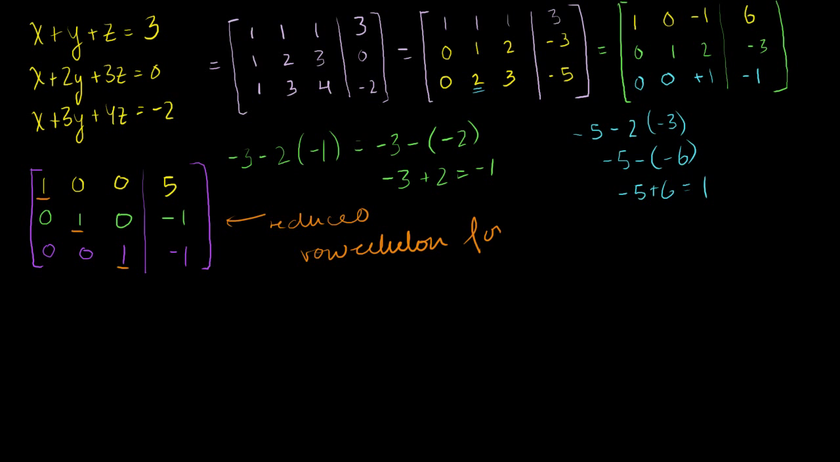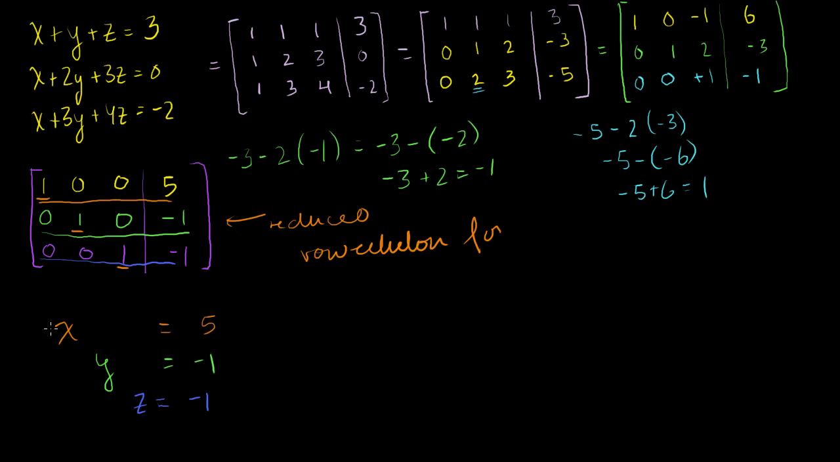So what do we get? We get x plus 0y plus 0z is equal to 5. That's that row right there. We get 0x plus 1y plus 0z is equal to minus 1. That's that row right there. And then finally, we have 0x plus 0y plus 1z is equal to minus 1. That's that row right there.